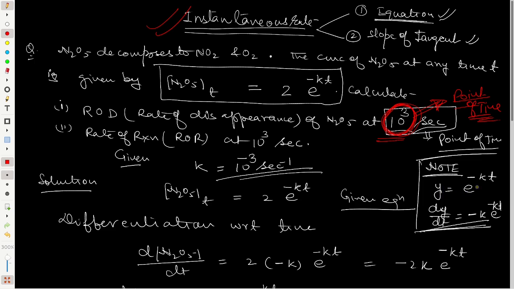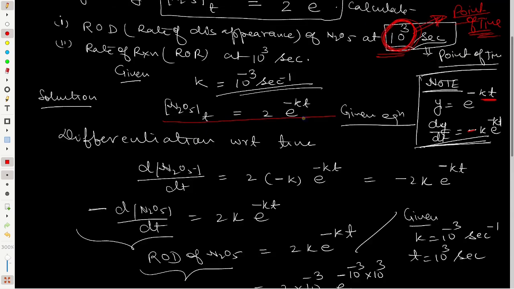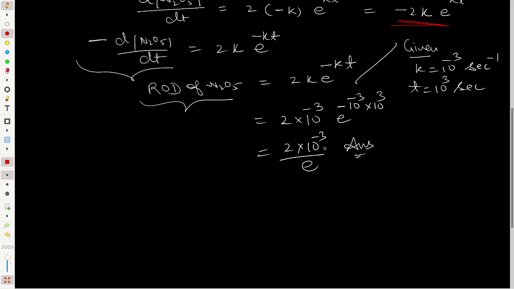If y is equal to e to the power minus kt, this type of equation is given to you, then dy by dt will be equal to minus k and e to the power minus kt. Now dear friends, when this equation was differentiated with respect to time, we get this type of expression. Now without any hesitation, we have to put the values, and this is 2 into 10 to the power minus 3 upon e. This is the answer.